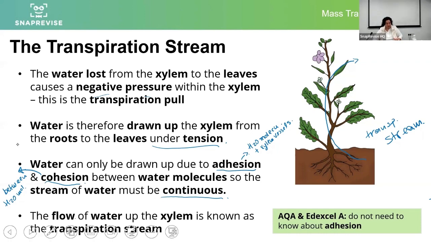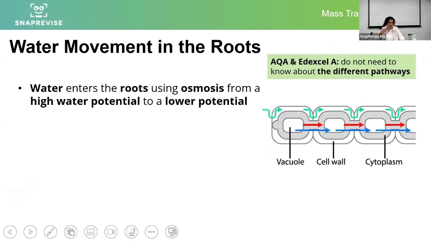Let's now see what is happening at the other end of things. So we saw what's happening at the leaves to deplete water from the plant. Let's look at what's happening at the roots to replace that water that's being lost. So water enters the roots by osmosis. Never get tempted to say that water moves by any other mechanism. Water, osmosis, always. From a high water potential to a low water potential. That's how osmosis works.